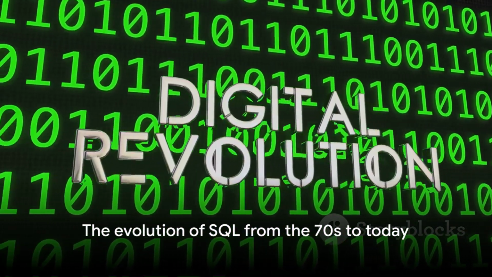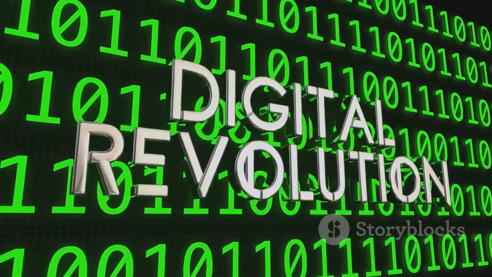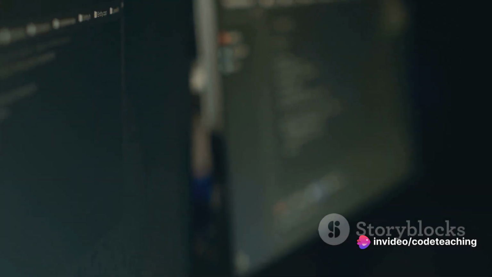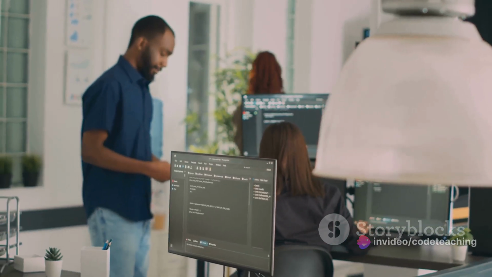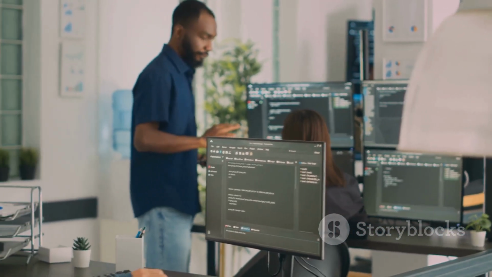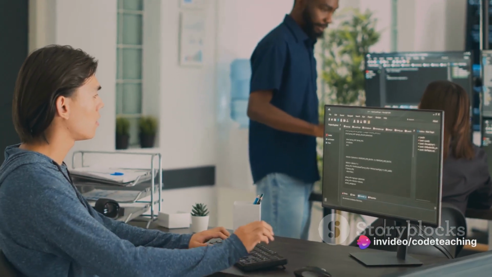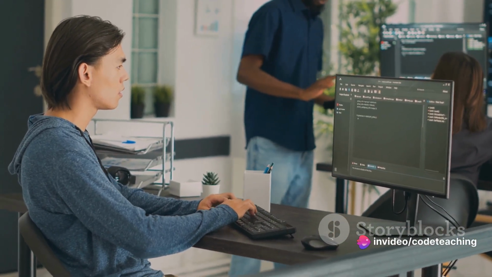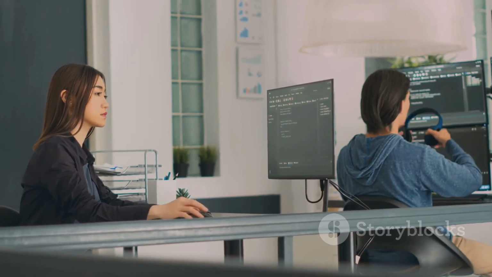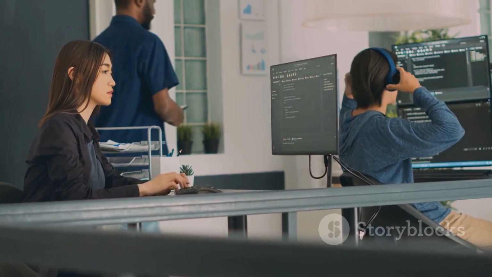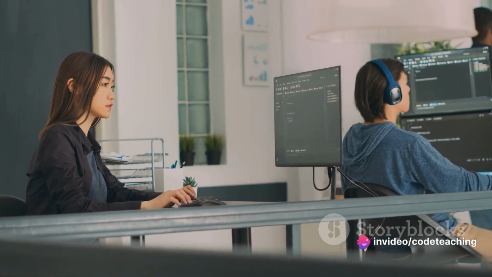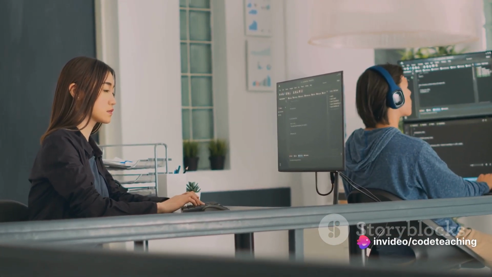So, the journey of SQL started in the 70s, but how did it evolve into what we know today? From its inception in the 70s, SQL has undergone significant changes. Let's delve into its evolution. After its initial creation at IBM, SQL began to gain traction. By the 80s, the American National Standards Institute, or ANSI, and the International Organization for Standardization, or ISO, had taken note. They recognized SQL's potential as a powerful tool for managing databases and made the decision to adopt it as the standard language for relational database management systems. This was a turning point for SQL as it began to solidify its place in the world of data management.